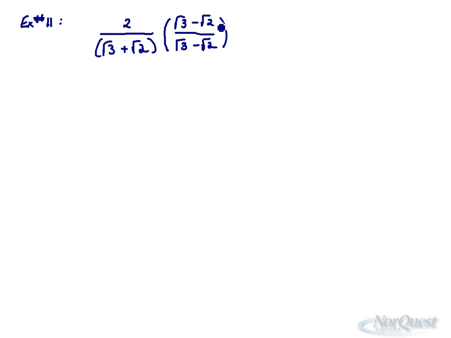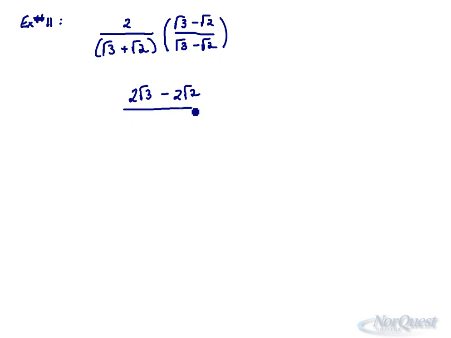On the top, I'm going to use distributive law. It's going to be 2 times each term. And since I'm multiplying top and bottom by the same number, I'm not changing the fraction, I'm changing its form. So 2 times root 3 will give you 2 root 3, 2 times root 2 gives you minus 2 root 2.